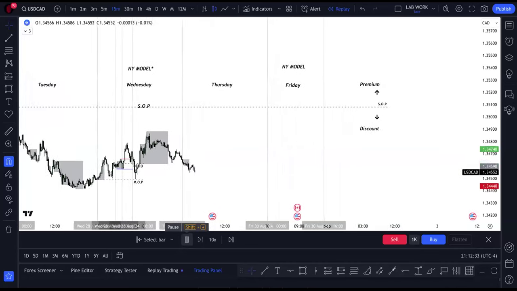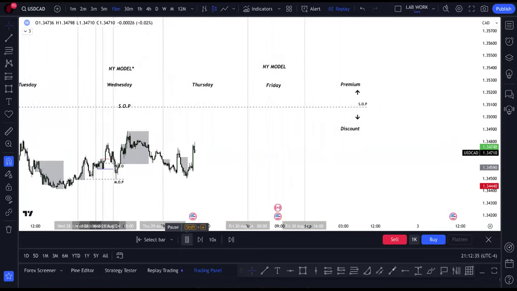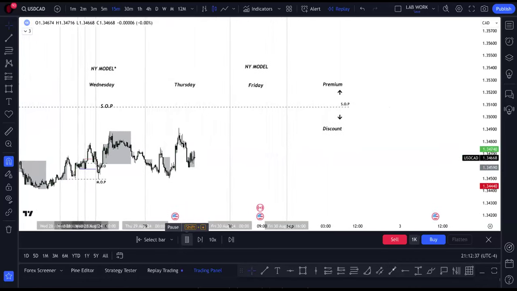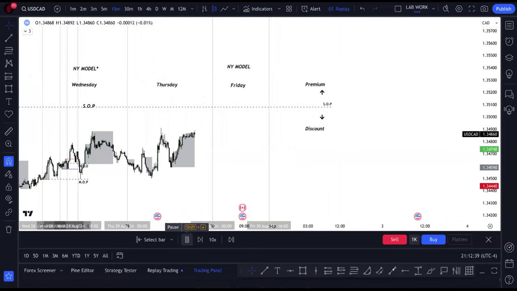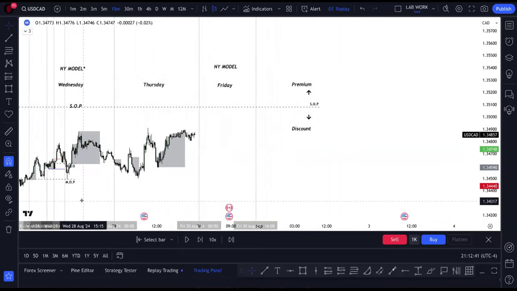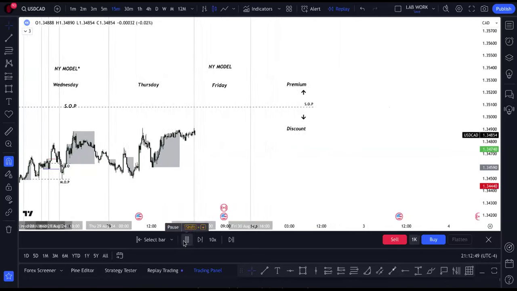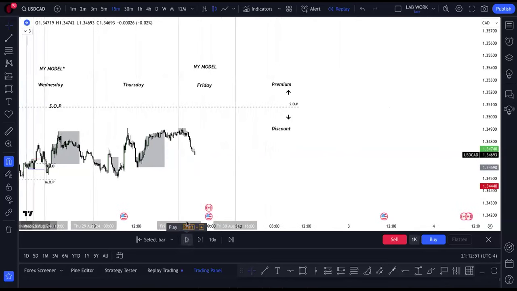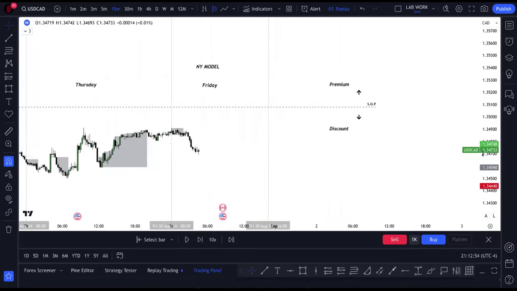Wow. Sheesh. That New York model idea still would be in profit. It never came down to hit that stop loss down here. That stop loss is still intact if you were still holding. And then Friday, New York model. Now this is one I got into.